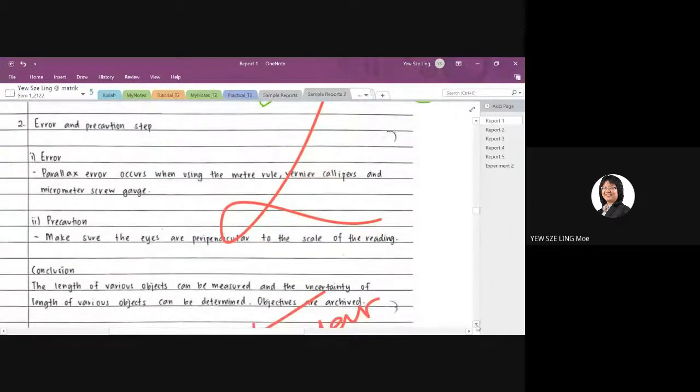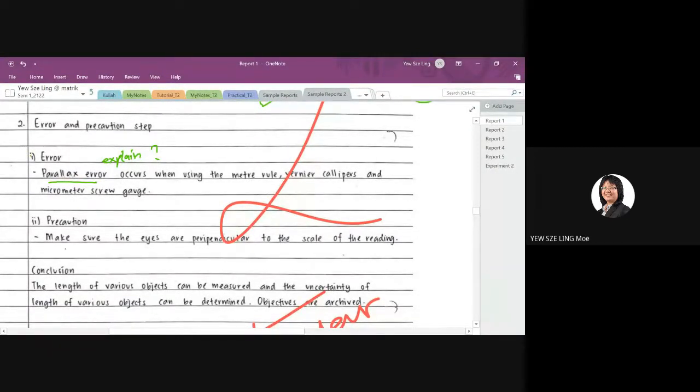And then error precautions, you see why I say this is a very lazy lab report. Only 1 error and 1 precaution, and somewhat is incorrect. Now it says parallax error occurs when using meter rulers. And what is parallax error? How does it happen? Explain. So don't just give me 2 words, parallax error. Then what is it? So I need to explain a little bit.